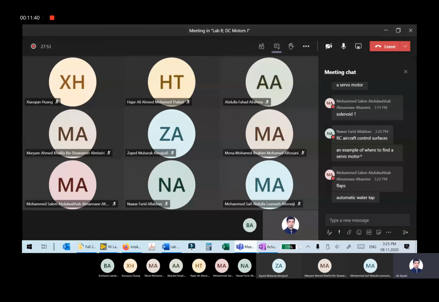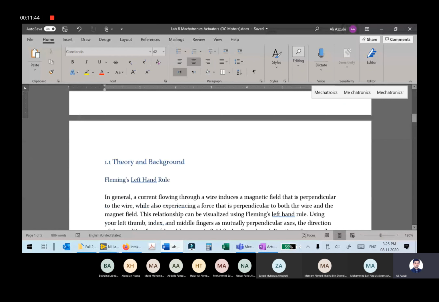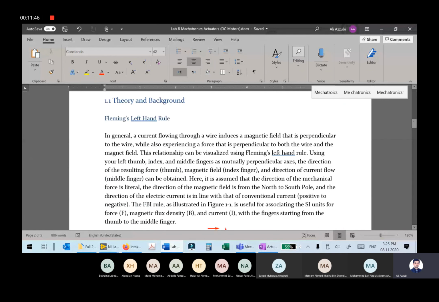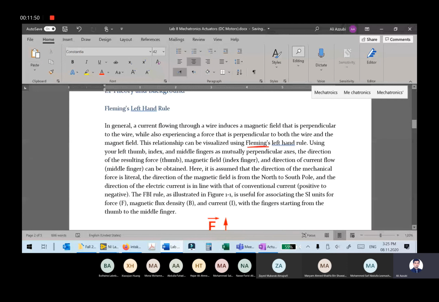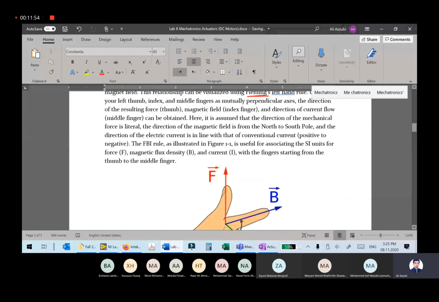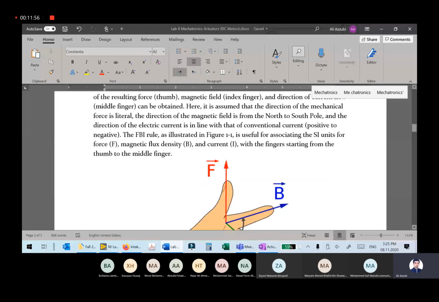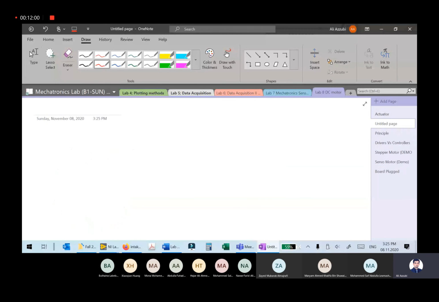All right. Now we'll focus today on DC motors. I will not go very deep in theory. I will explain this simple principle of Fleming's left-hand rule and the electromagnetic effect. This is very simple. Now we know from physics, I hope, let me put the page here.